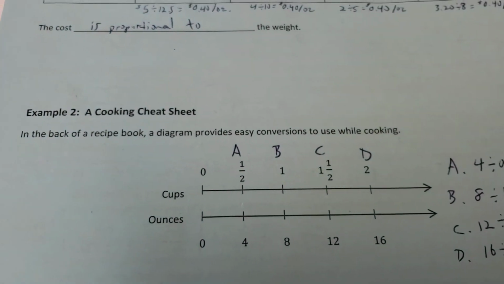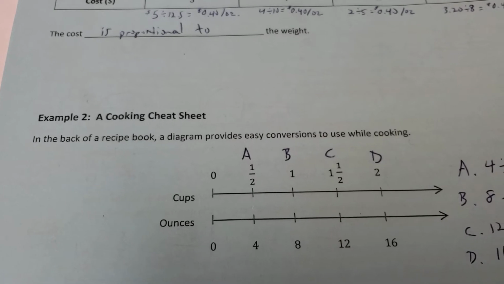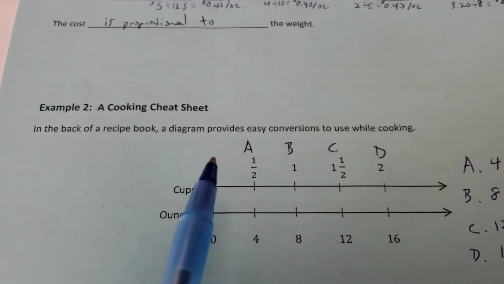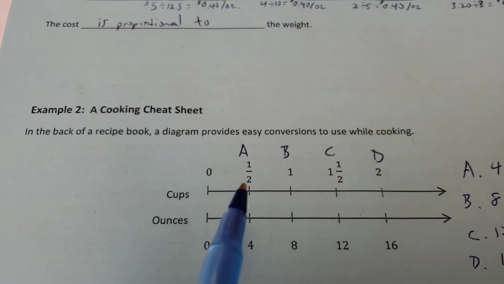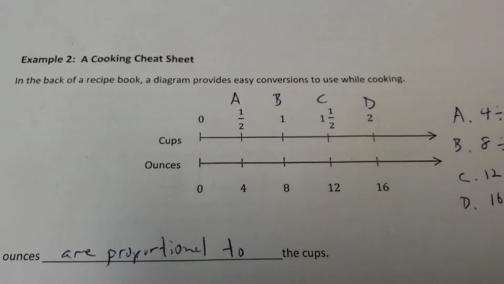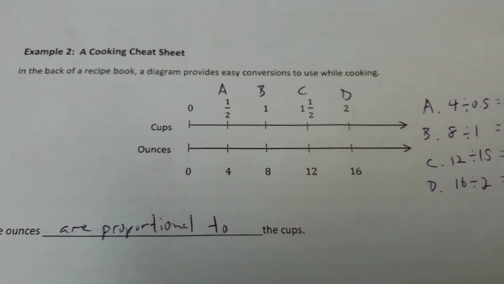All right. Example 2. In the back of a recipe book, a diagram provides an easy conversion to use while cooking. Obviously, 0 cups will be 0 ounces of something, but half a cup makes 4 ounces, 1 cup makes 8 ounces, and so on. We're going to figure out if these are going to be proportional to the cups.